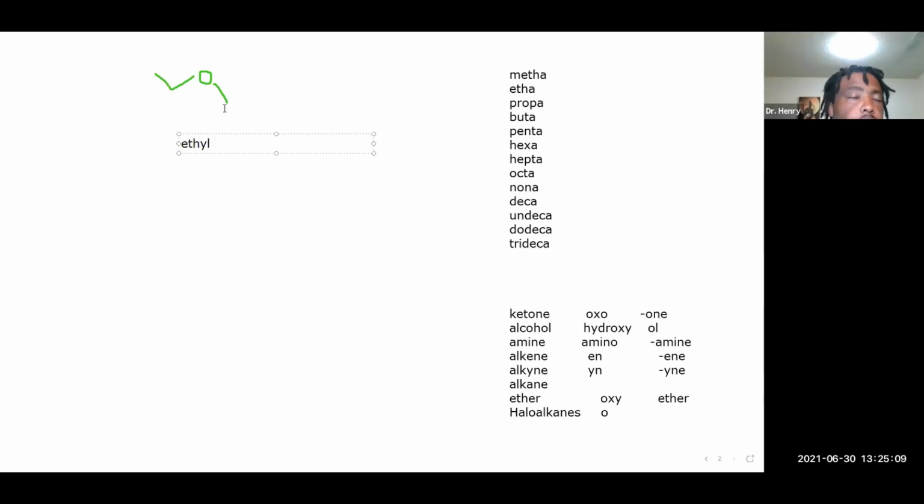And a 1 carbon branch? Methyl. And then we would just put ether at the end. So this guy would be called ethyl methyl ether because it has 2 sides to where the oxygen is connected, kind of like the amines. Only thing, the amine can technically have 3.